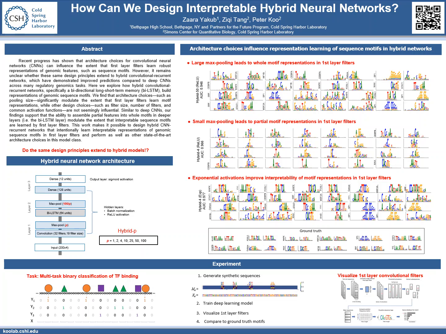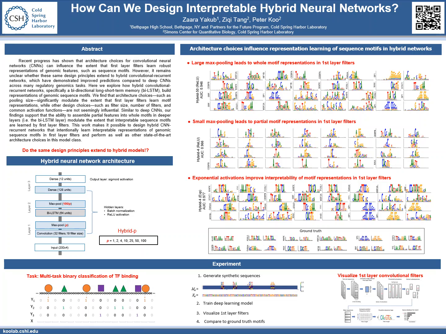Hybrid CNN recurrent neural network architectures have recently emerged, in a few cases improving performance versus a pure CNN model. Many of these hybrid models still validate that their network has learned interesting biology by visualizing the first-layer filters. However, it remains unclear whether this makes sense. What are the design principles that lead to motif representations in first-layer filters?